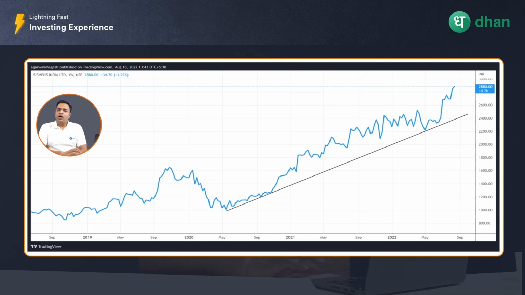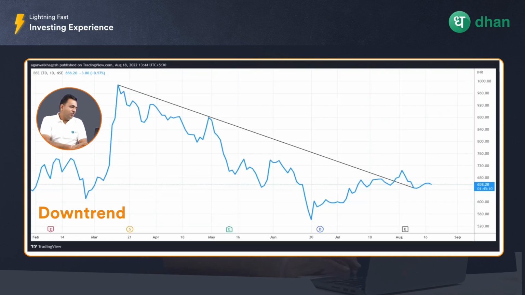Taking the example of a downtrend, I have the chart of BSE Limited on my screen on a daily time frame, and if you notice here, there is a lower top, lower bottom, lower top, lower bottom, lower top, lower bottom formation, which is a clear indication that the stock is in a visible downtrend. And again, we can make use of indicators like zig lines, which will help us visualize this better.